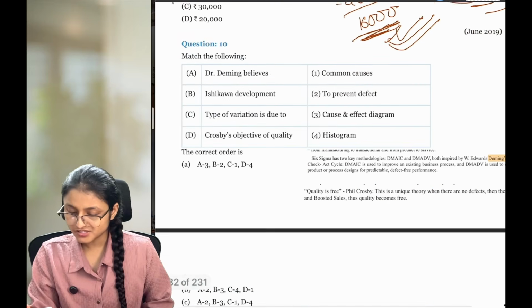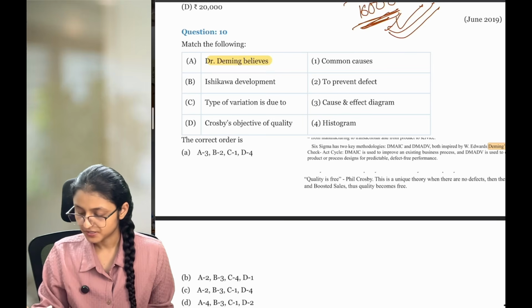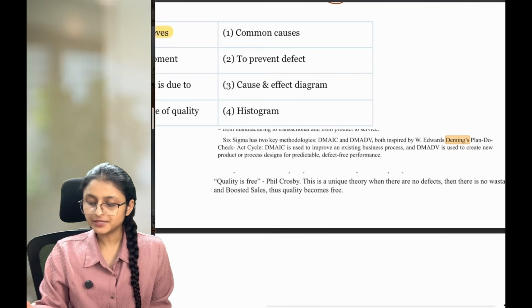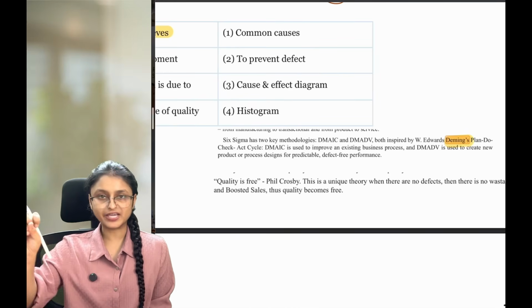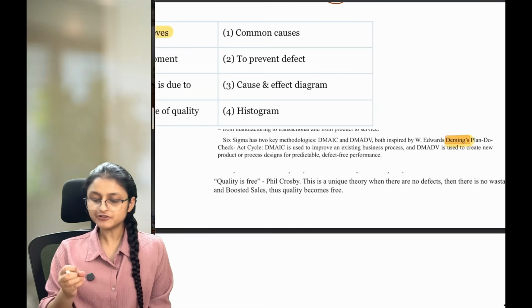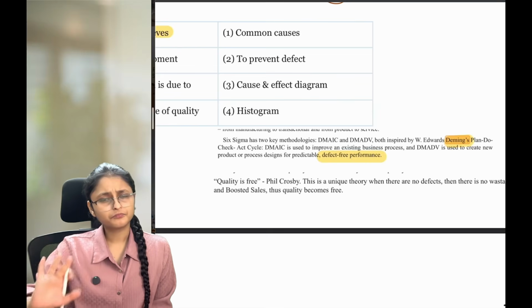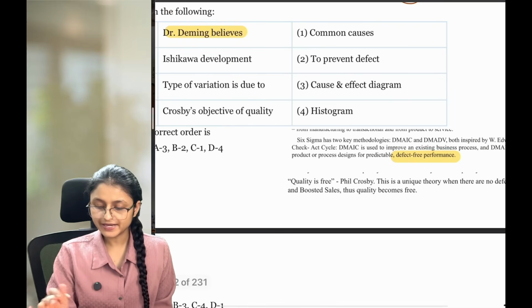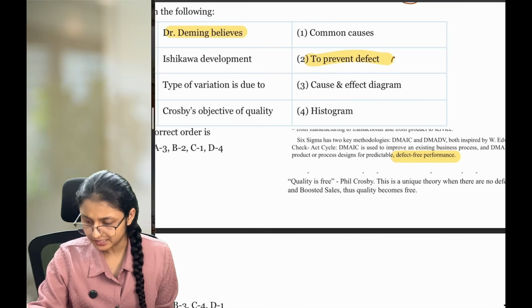Okay? Next question is the match the column. So Dr. Deming believes. Let me show you what is written in your study mat. For Dr. Deming, they are providing that he has provided the plan, do, check, act cycle with the help of which we are able to predict and provide a defect-free performance for our products. Okay? So can I say that Dr. Deming believes in preventing the defect? We can say that. No?